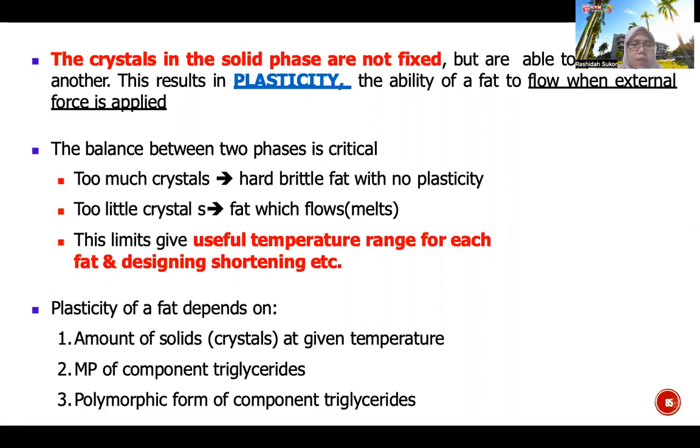Okay, plasticity of fat depends on amount of crystal at given temperature, melting point of component triglyceride and polymorph form. Polymorph form ni is the crystal form lah. One is the amount, one is the melting point, one is the polymorph form of the component triglycerides too. Okay.